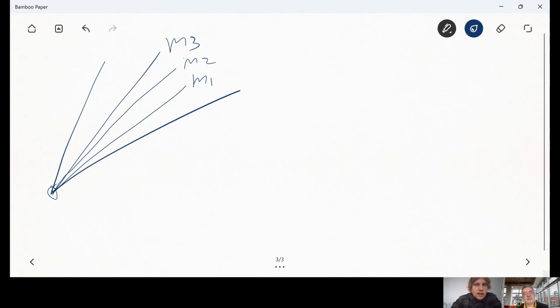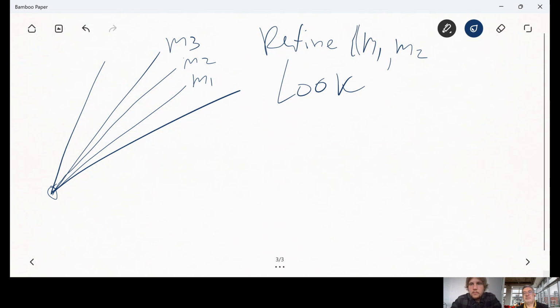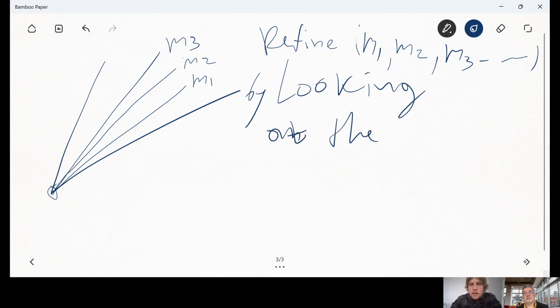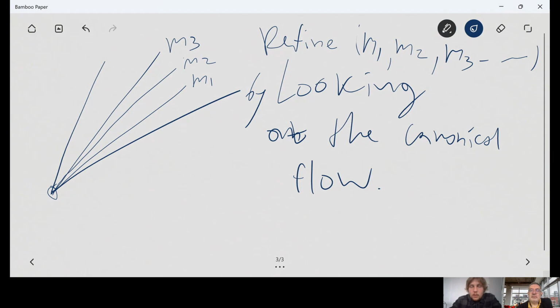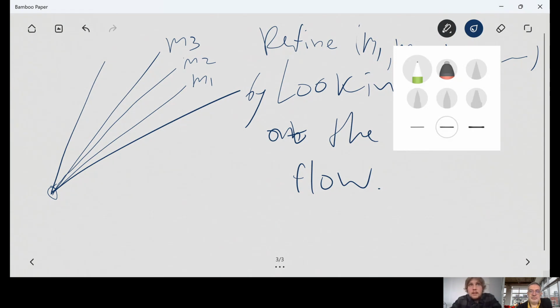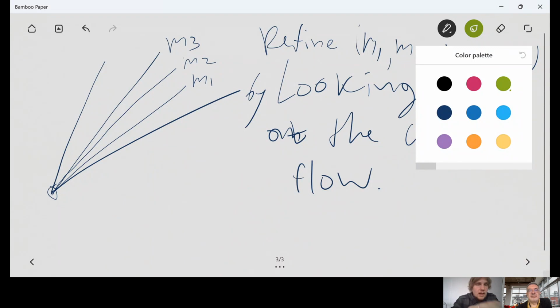But the question is, what is enough? And I will tell you. The solution is to refine the information M1, M2, M3, etc. by looking at the canonical flow. In the compact case, the canonical flow and the tropical caustic are the same thing. There is no difference. But here, let me draw what will happen.